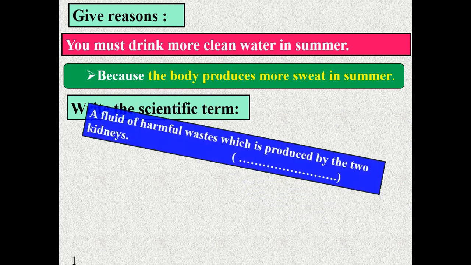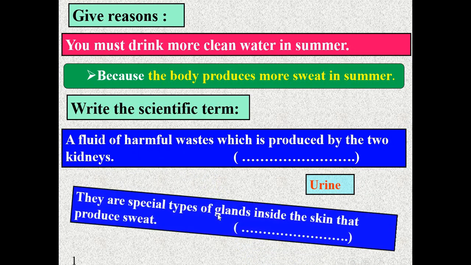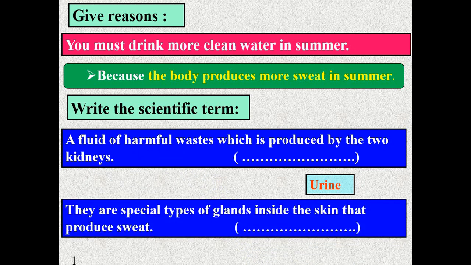Scientific term: the fluid of harmful wastes which is produced by the two kidneys is urine. Urine consists of urea, uric acid, and salts. They are a special type of gland inside the skin that produces sweat, of course, a sweat gland.